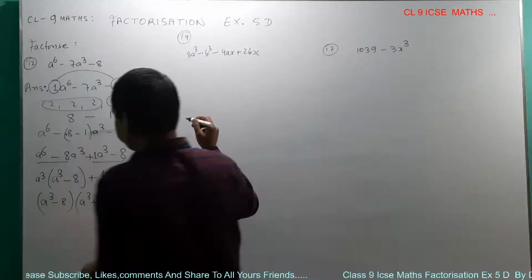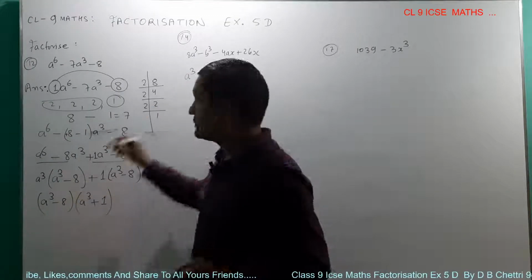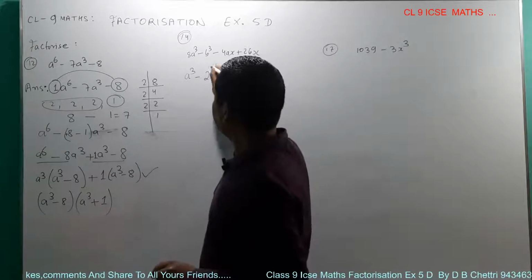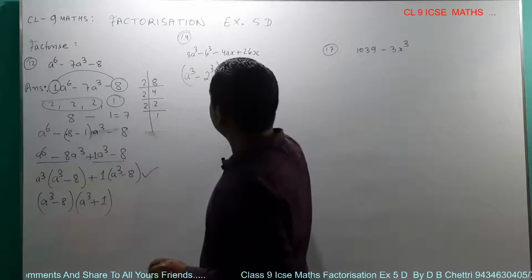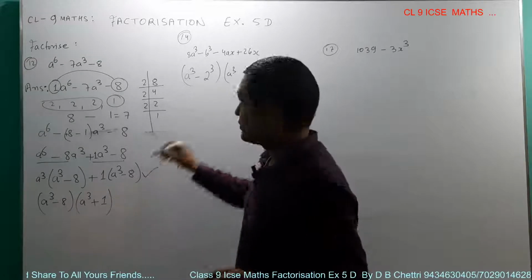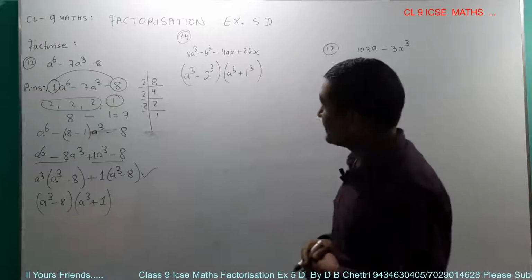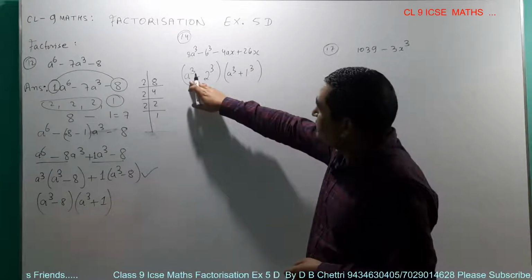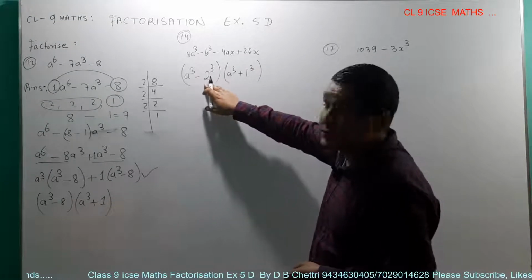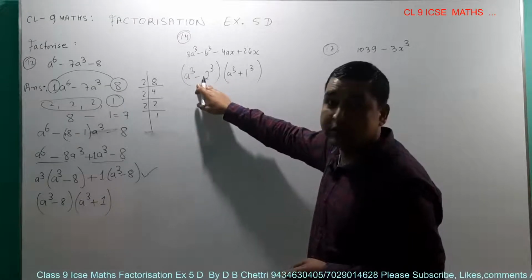Let me write here a cube, and 8 is the cube of 2, so 2 cube. Then a cube, then 1 is the cube of 1. Okay, now look at here. Now the question is converted into formula form. Now let's use the formula to factorize it.